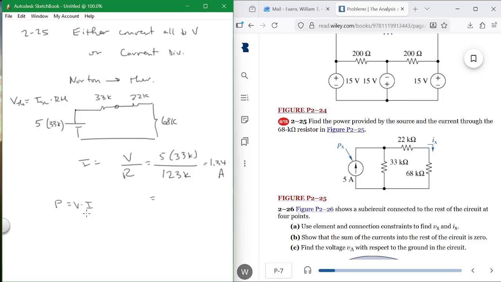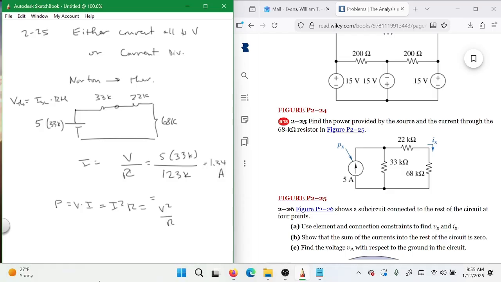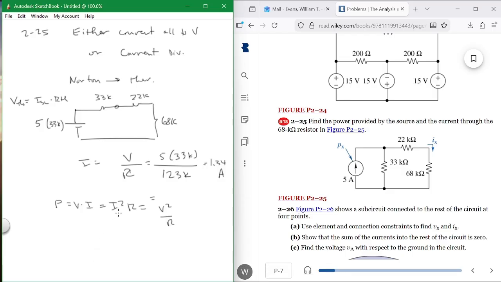Sorry for those of you who've had to endure that 3 times, but any questions? V times I? Or I squared R? Or V squared over R? Which one would you rather use here? Which is your choice? I squared R, V squared over R, or V times I? This one. You don't have to do any more.